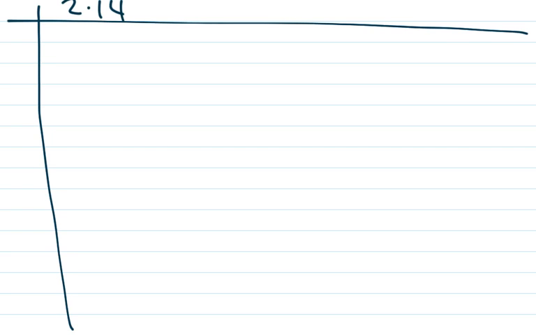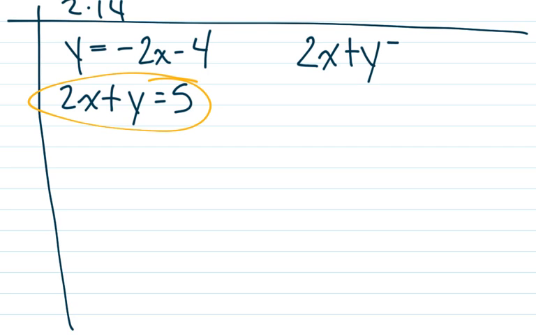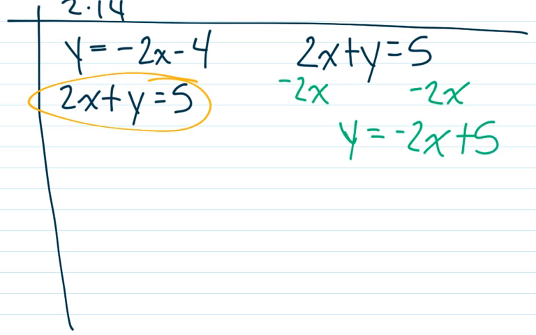So, let's go ahead and look at another example. So if I have y equals negative 2x minus 4, and I have 2x plus y equals 5. Okay, so one is solved for y, and this one is not. So we're going to solve that one for y on this side. So we have 2x plus y equals 5. To solve for y, I'm going to subtract 2x from both sides. And when I do that, I get y equals negative 2x plus 5.